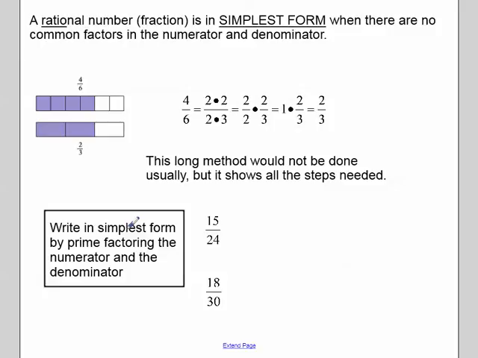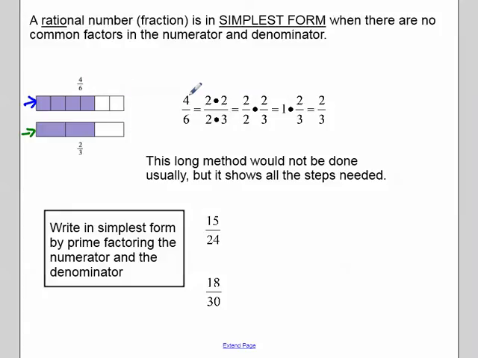Now, rational numbers in simplest form. A rational number is in simplest form when there are no common factors, numbers that multiply to get a product, in the numerator and denominator. If we take a look at this blue bar on the top and this green arrowed bar on the bottom, we can say that these shaded areas represent essentially the same area of the whole bar. So 4 over 6, if we wanted to rewrite it, we'd call it 2 over 3.